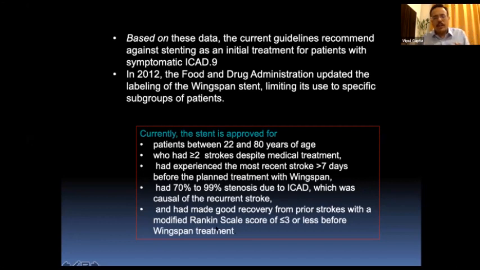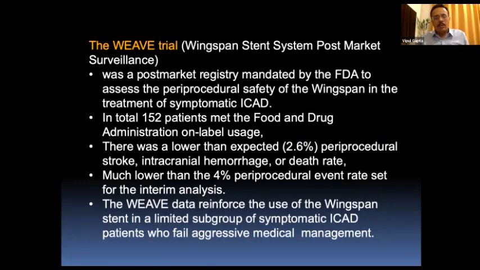So the changes are here. It has to be recurrent stroke and you have to wait for 7 days. And this really changed things. And what came around is the WEAVE trial, which was the Wingspan stent system post-market surveillance. It was mandated by the FDA, a total of 152 patients. What they found was that once this protocol was followed of recurrent strokes and a 7 day gap, they had only a 2.6% complication rate, against the 4% rate set for the interim analysis.